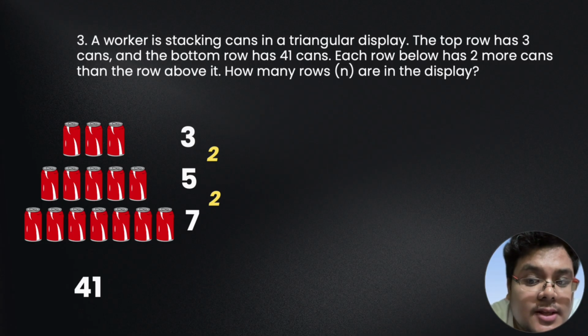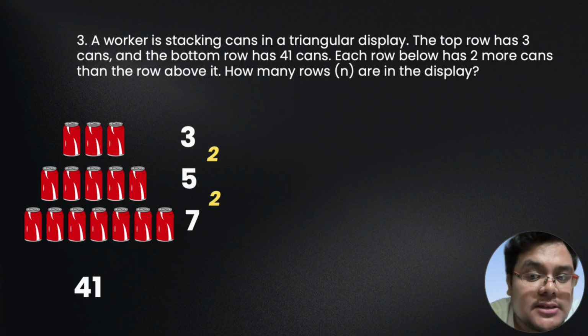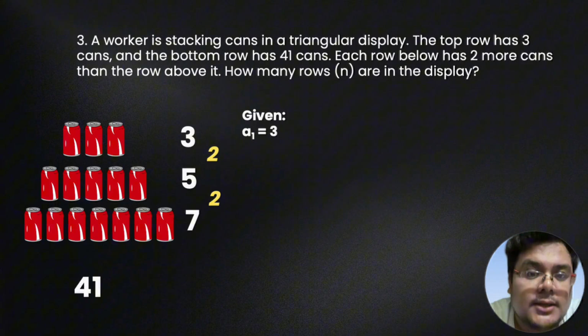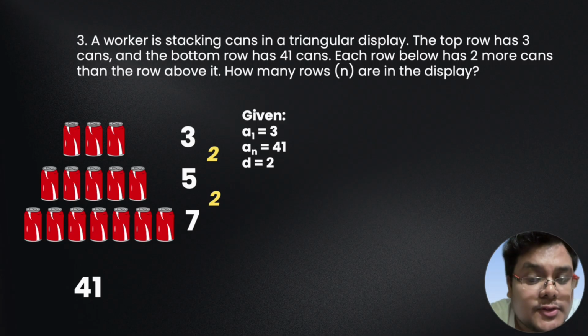Your first row is 3. That's obviously your A sub 1. Your last row is 41. That's obviously your A sub n. Why A sub n? Because you don't know how many rows there are. But it's obviously the last, so that's A sub n. N being the number of rows and corresponding to the number of the last row. Let's populate our givens. Our A sub 1 is 3. Our A sub n is 41, the last row. Our common difference is 2.